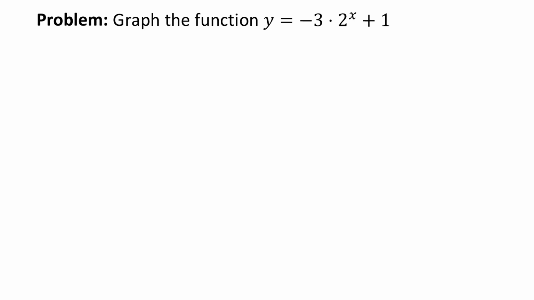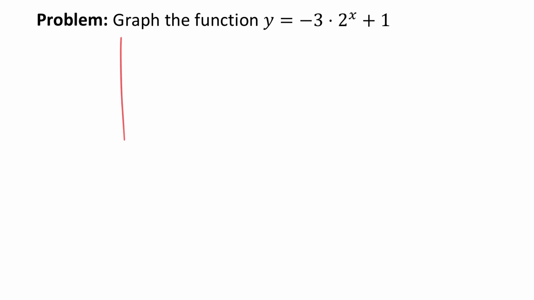Hello. In this video, I just want to extend on some of the concepts we looked at previously. So we're going to keep graphing exponentials, but we're going to add some more transformations. So here we have y equals negative 3 times 2^(x+1). So what is this going to do to our exponential?